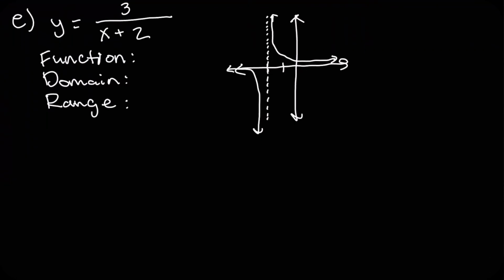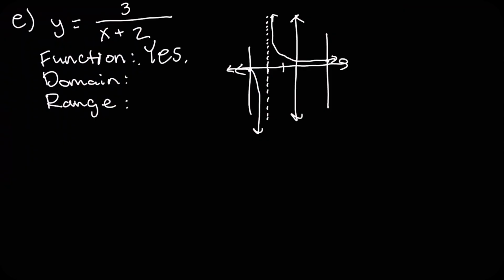In example E here, we have y is equal to 3 divided by x plus 2. Let's go ahead and do our vertical line test. Notice how it doesn't matter where I draw a line, it's only going to intersect this at one individual point. So the function, yes, it is a function.